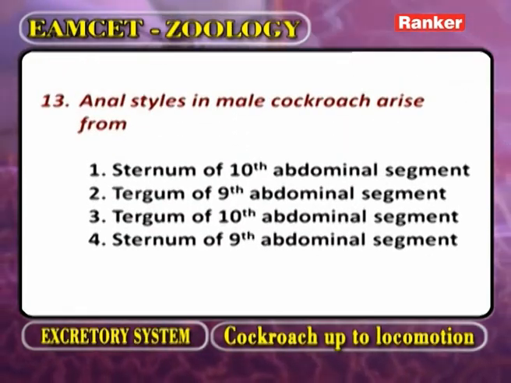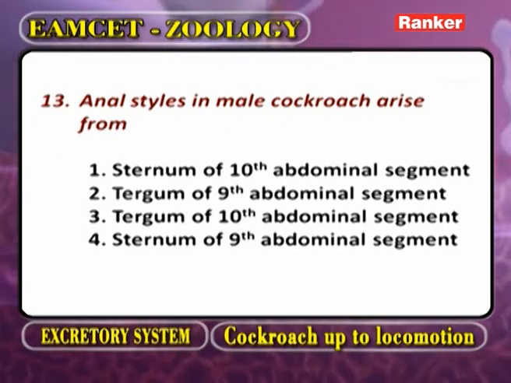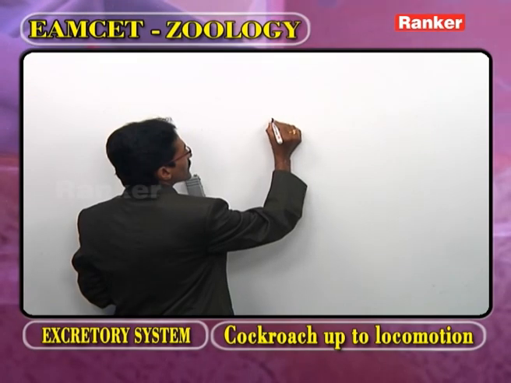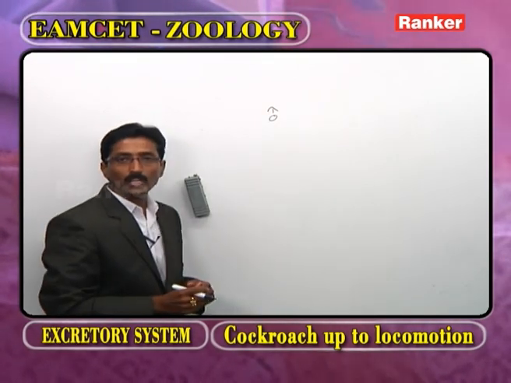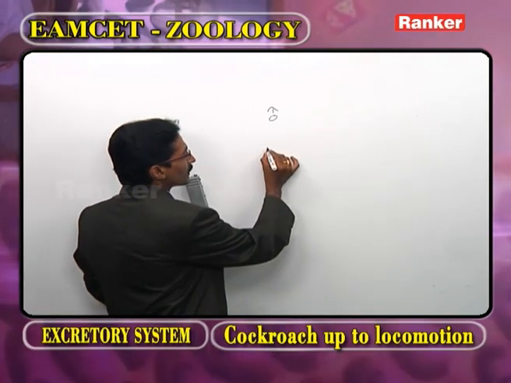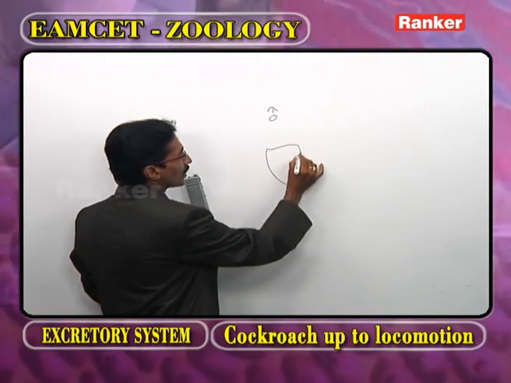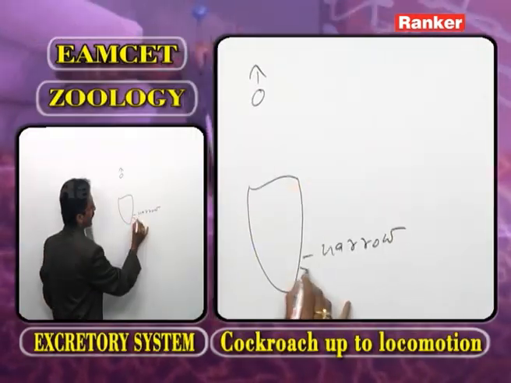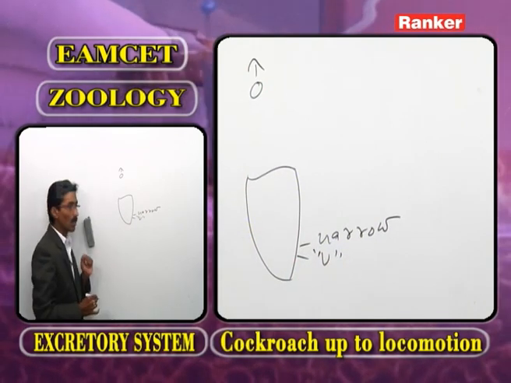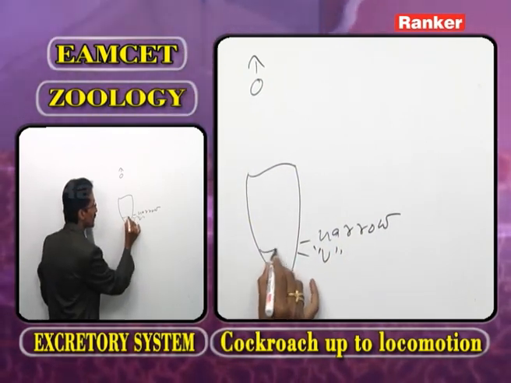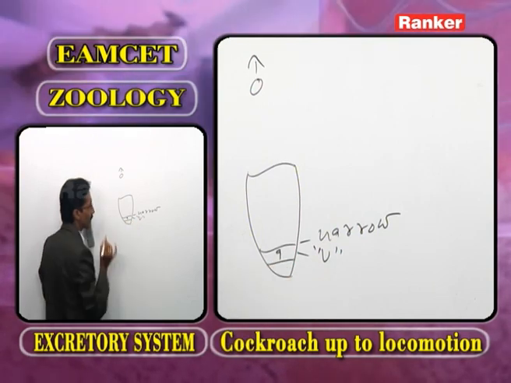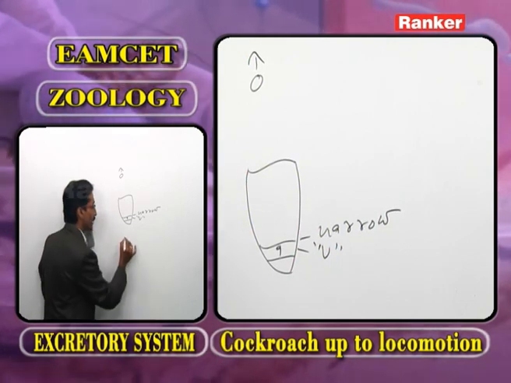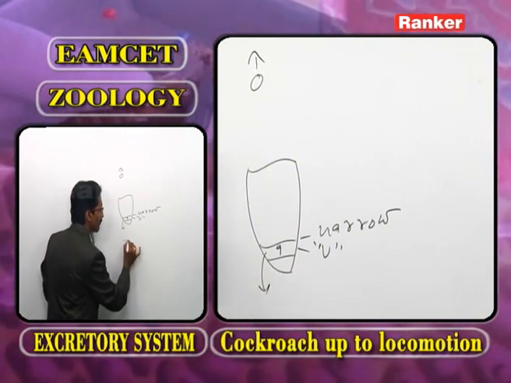Anal styles in the male cockroach arise from which part? Now the question is about anal styles. Take for example, this is the male cockroach. As we observe the abdomen of the male cockroach, the abdomen is narrow and V-shaped. Now this is the 9th abdominal segment. On the ventral side of the 9th segment, the diagram is elaborated.